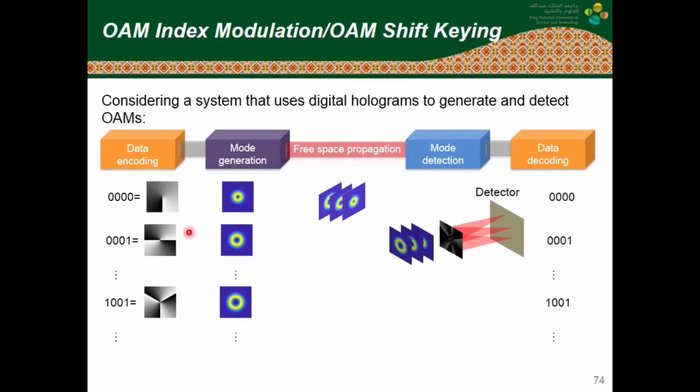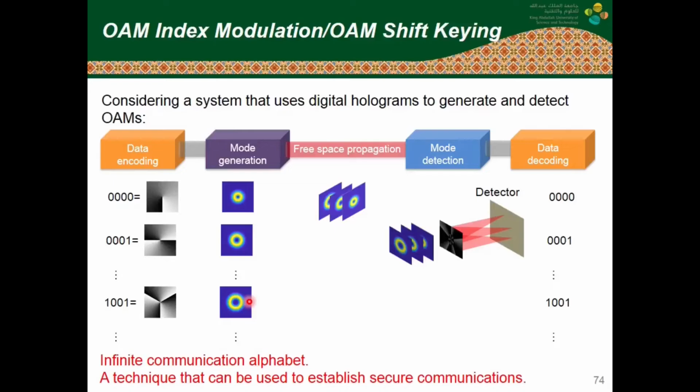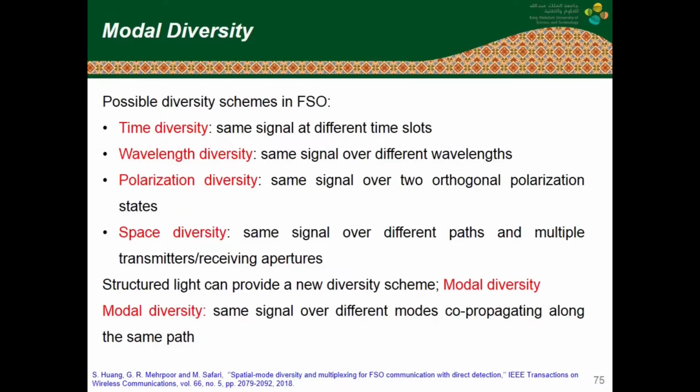The shape of OAM can also act as an information symbol. As I previously mentioned, OAM gives access to an infinite number of states, which means we have an infinite communication alphabet. This technique could be potentially used to establish a secure FSO communication scheme. So we have multiple patterns that are sent through the media, then detected using a mode detector, then the communication can be decoded. One last potential of using OAM in communication is modal diversity.